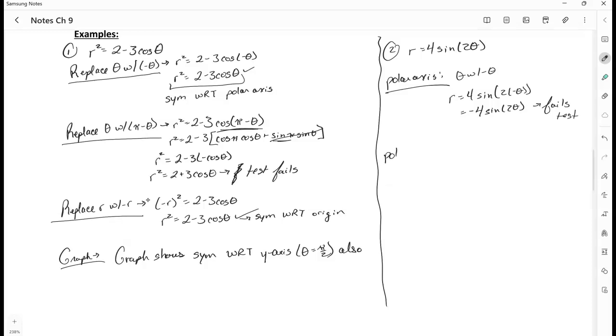So let's try symmetry with respect to the pole. That's where we're replacing theta with pi minus theta. Oh, just kidding. Hold on one second. Actually, we replace r with negative r when we check with the pole. So we're going to have negative r equals 4 sine of 2 theta. Well, that's not the same equation that we started with, so this test fails.